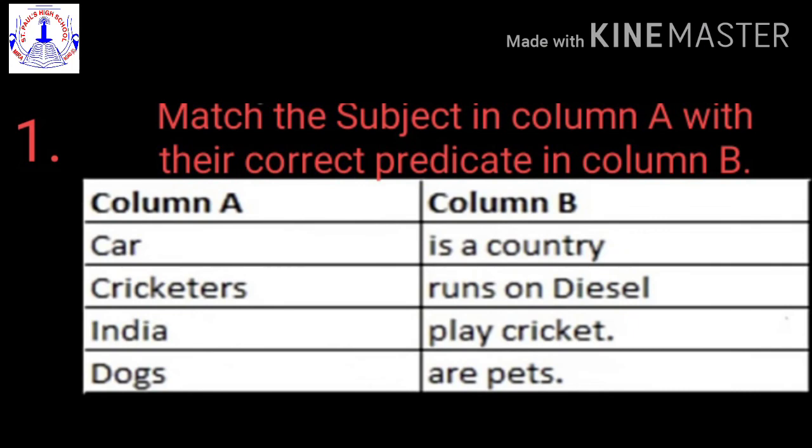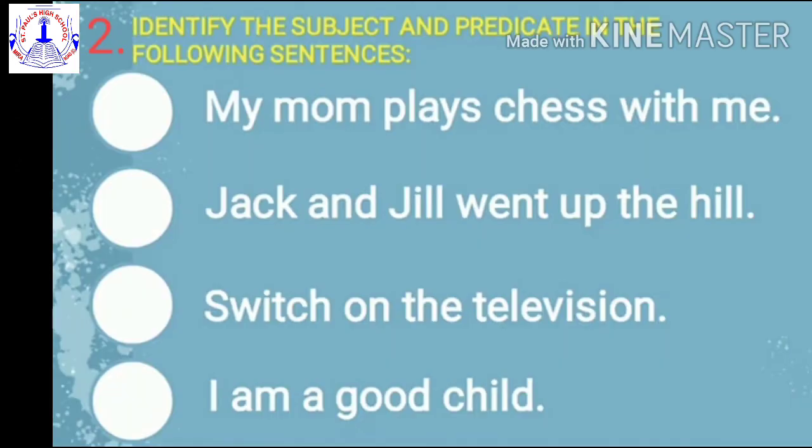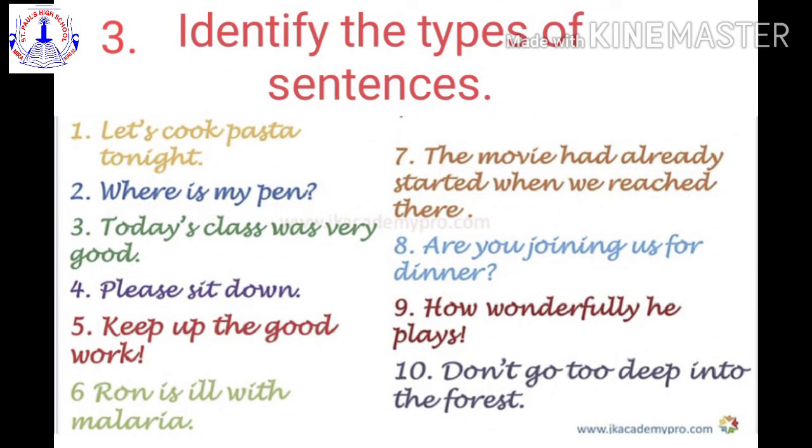Children, I hope you are very clear with the topics. So, here are a few exercises for homework. First, match the subject in column A with the correct predicate in column B. Second, identify the subject and the predicate in the sentences. And third, identify the types of sentences.